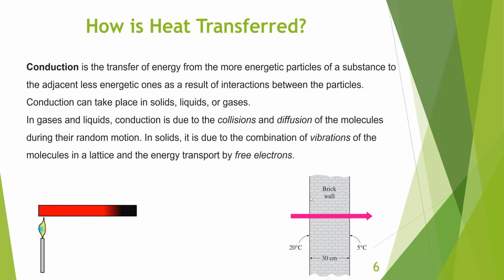So, as in this example of a heated rod, or in this example of a brick wall, you have a chamber here at 20 Celsius, and you have here the outside in winter, which is cold at 5 Celsius. You need all the time to warm your chamber because there's a loss of energy through the wall by conduction.